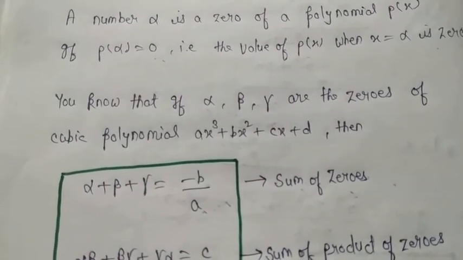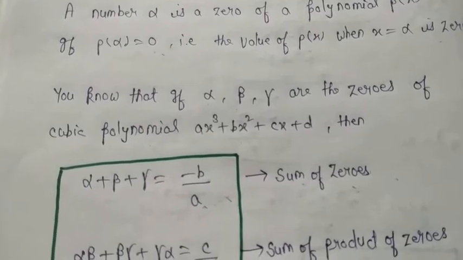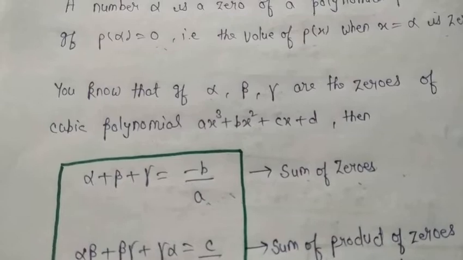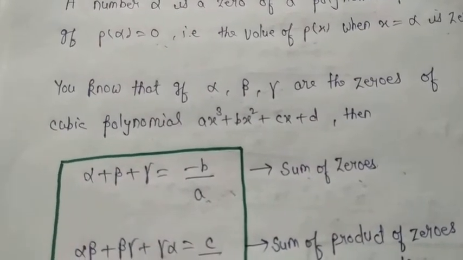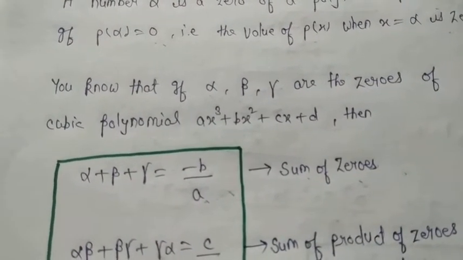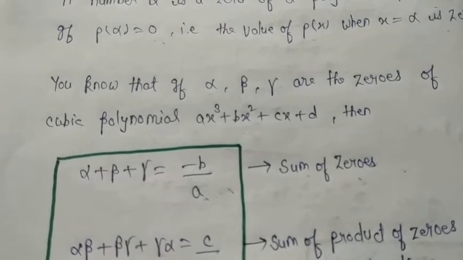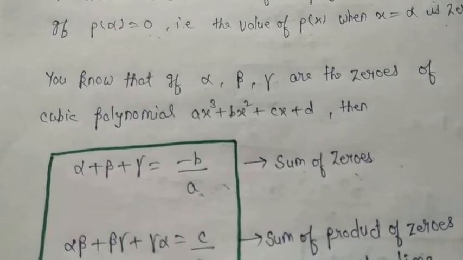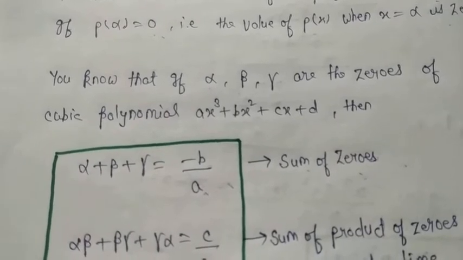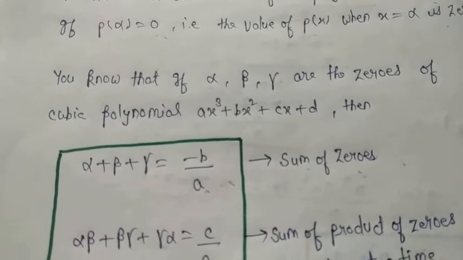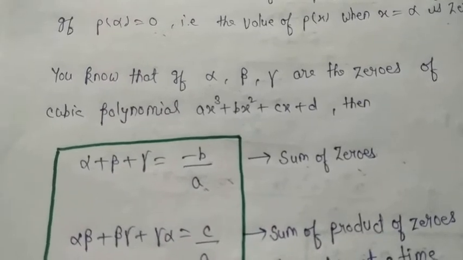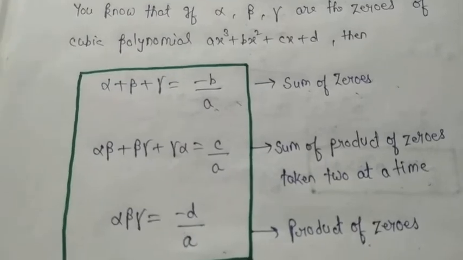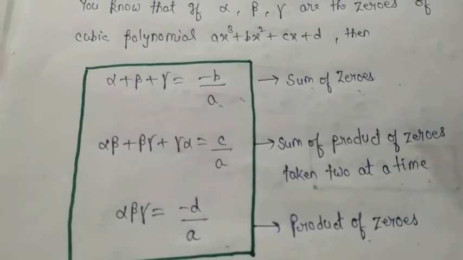Now you know, in a cubic polynomial there are 3 zeros. So suppose we assume the 3 zeros as alpha, beta and gamma. We all know that the general form of the cubic polynomial is ax cube plus bx square plus cx plus d. Whatever formulas I have written down here, you have already studied.